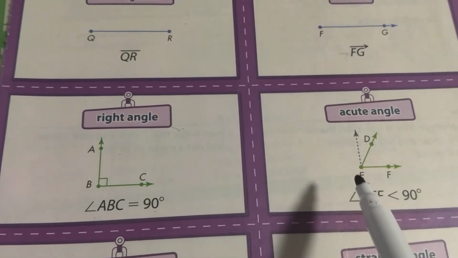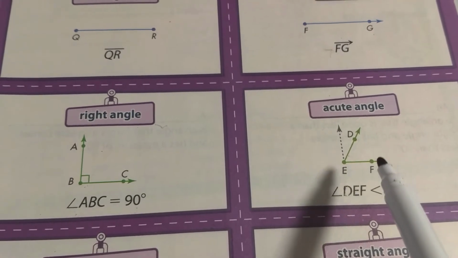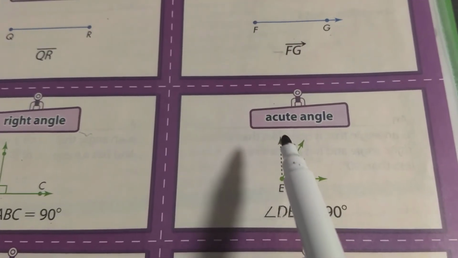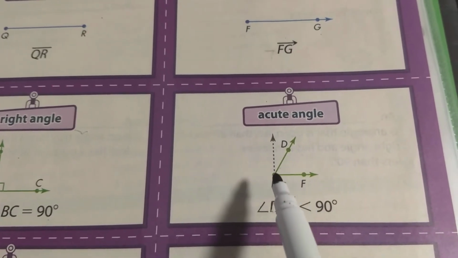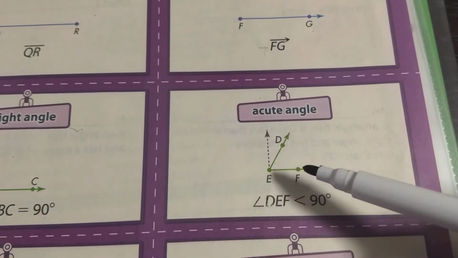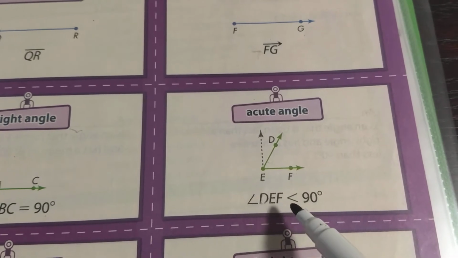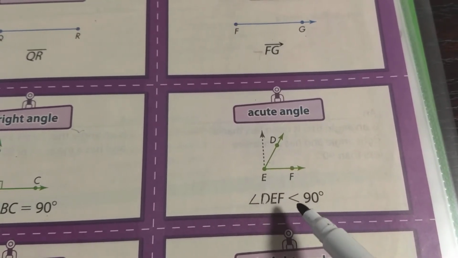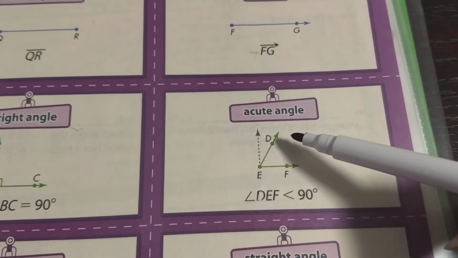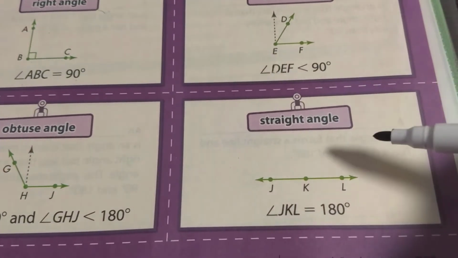Okay, now this is an acute angle. An acute angle, the opening of it is smaller than that of a right angle. Now they're giving you the dotted lines here. They're showing you what a right angle would look like, okay? But this is an acute angle, okay? It's this angle DEF, all right? Which is less than a 90-degree angle, which means its opening here is less than a right angle, is what it's saying.